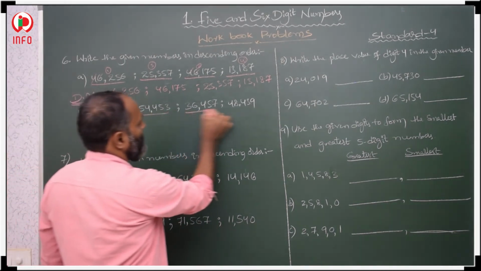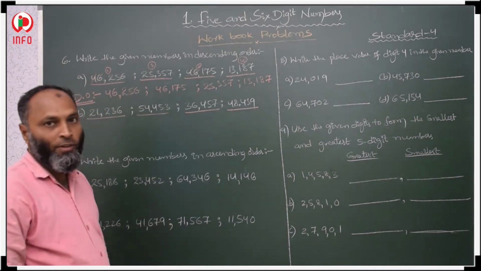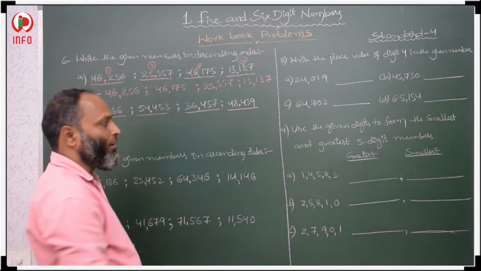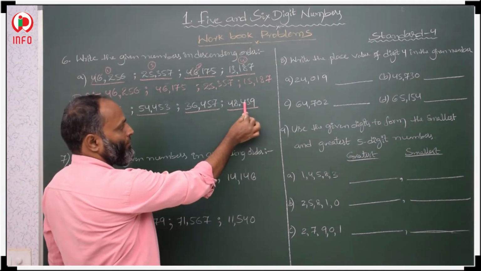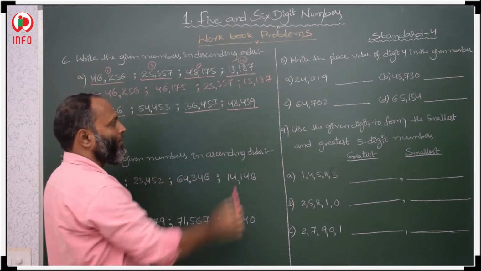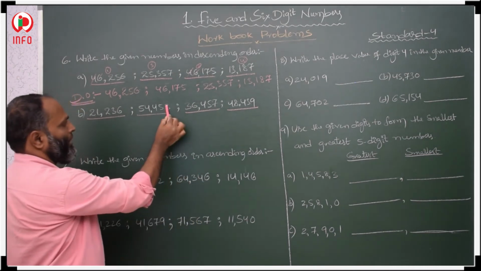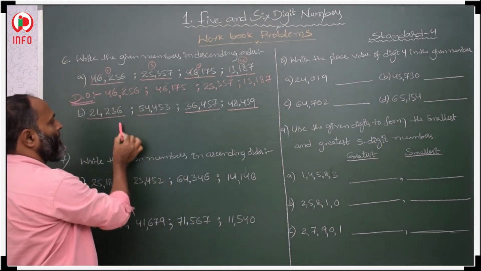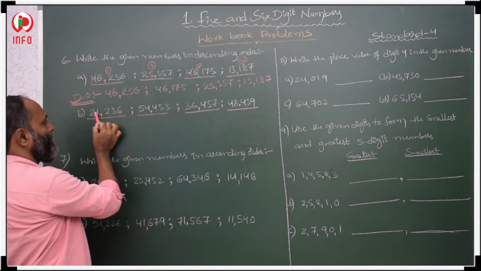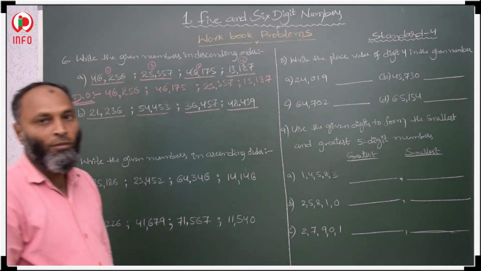Here, how many numerals are there? 1, 2, 3, 4. In this, first we have to check how many digits there were in all. 1, 2, 3, 4, 5. In all, 5 digits were there.